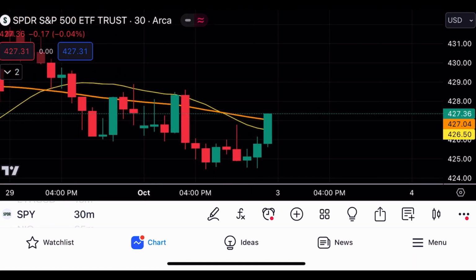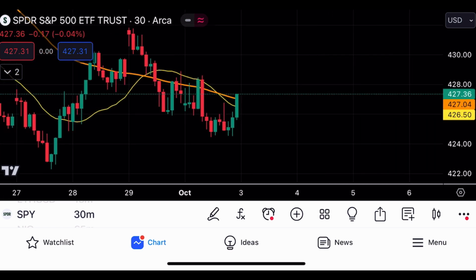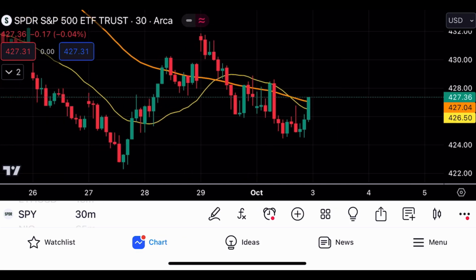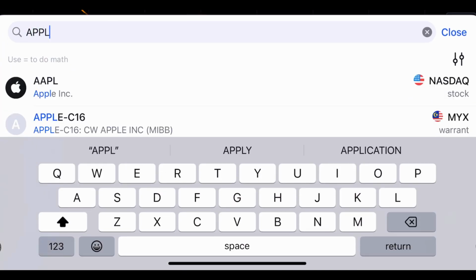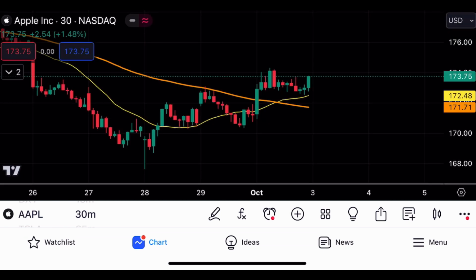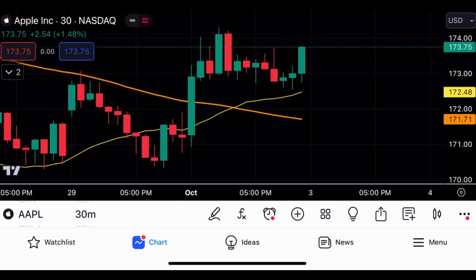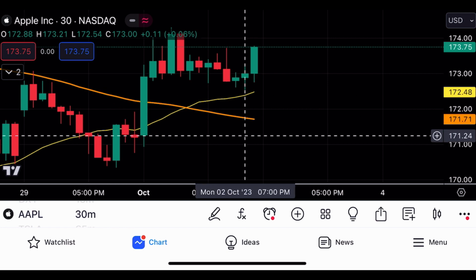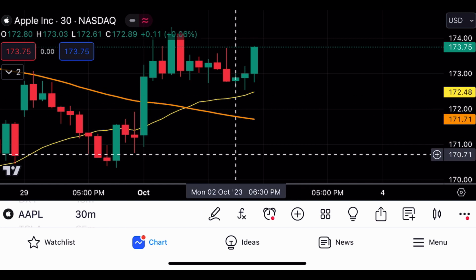Our 20-day moving average is at 426.50. Our 5 DMA is at 427.04. Now, on to Apple. For Apple, 5 DMA is at 171.71, and our 20-day moving average is at 172.48.